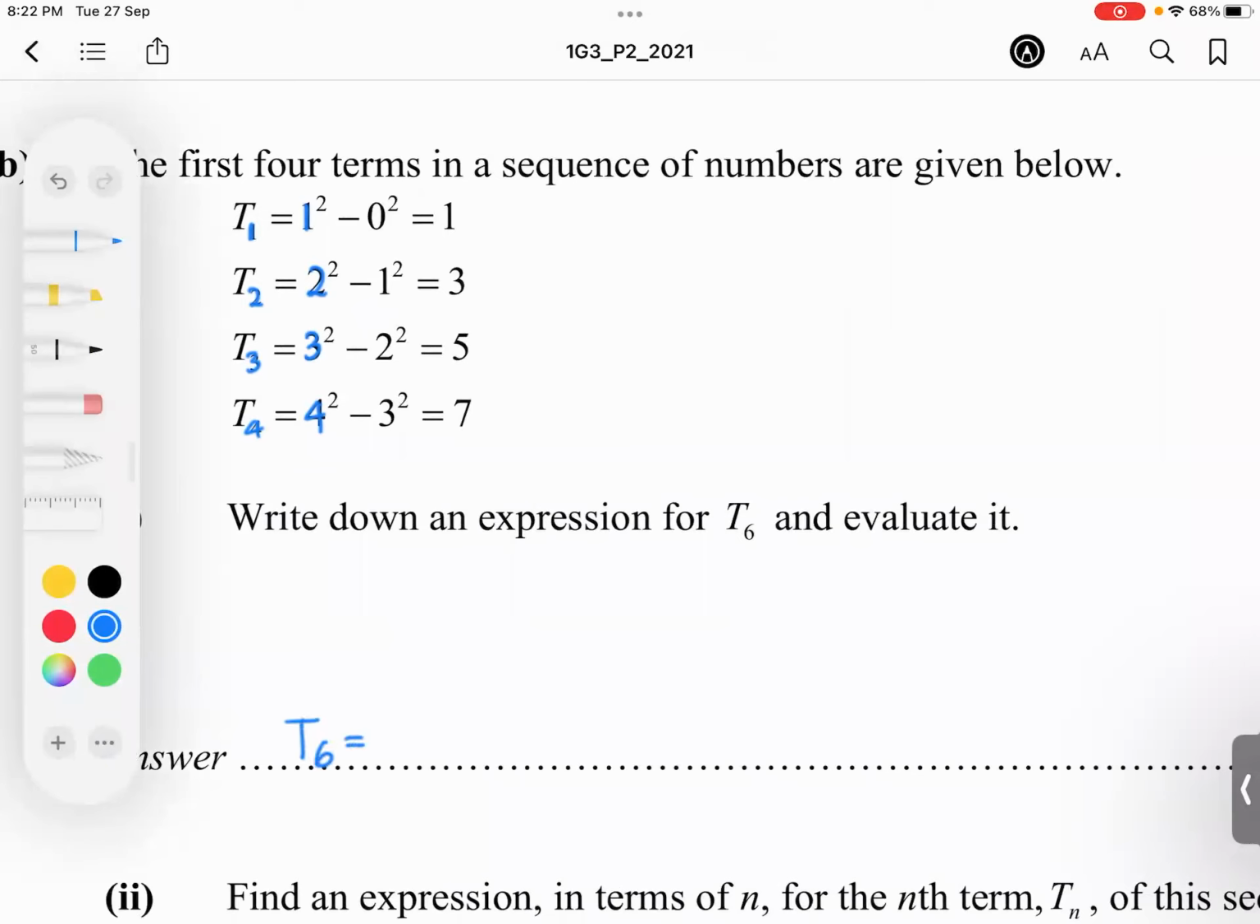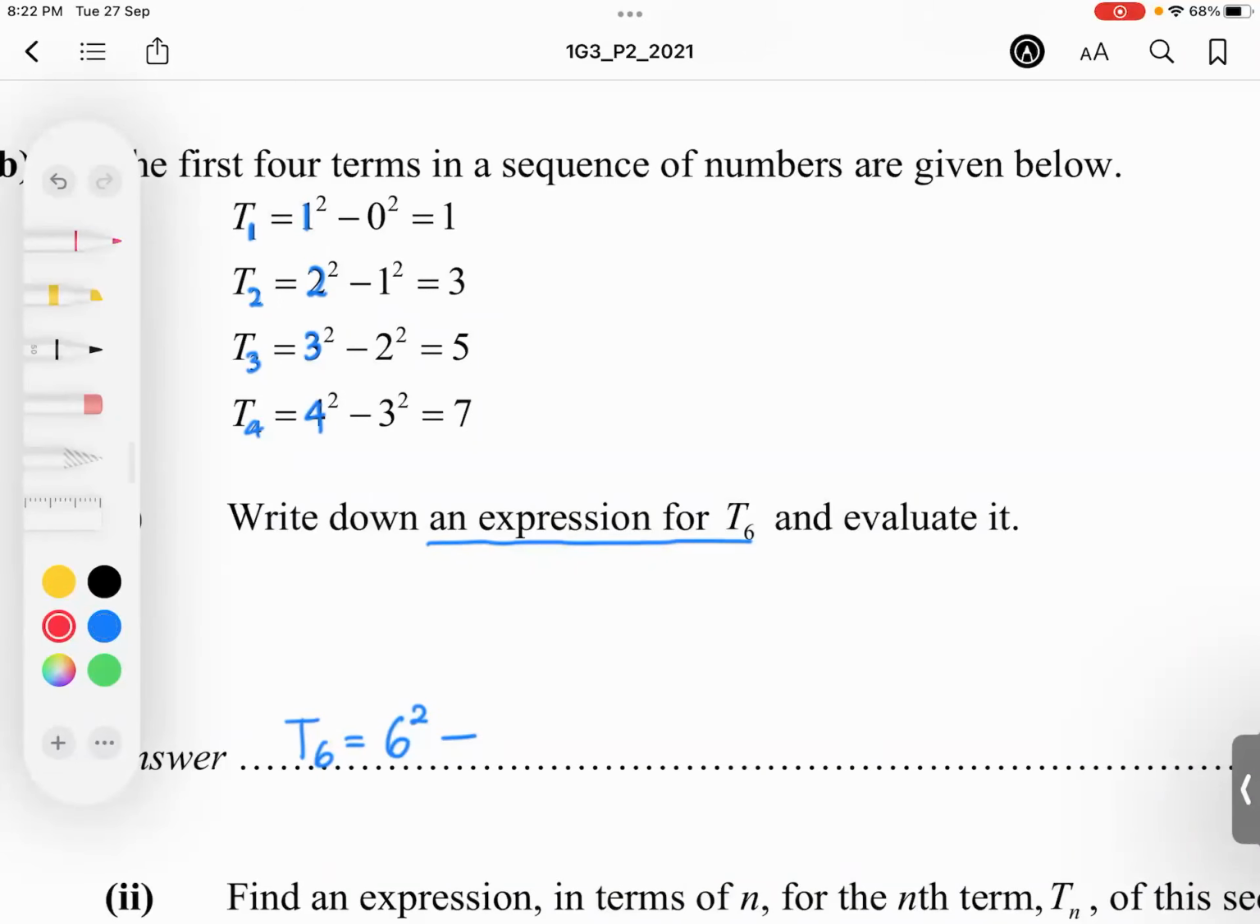I do not know whether they want an answer or they want a whole expression. They did say write down an expression, so they may not want just the final number. They may want the writing, how it's being represented. So to be safe, I write down the whole long list of the pattern itself.